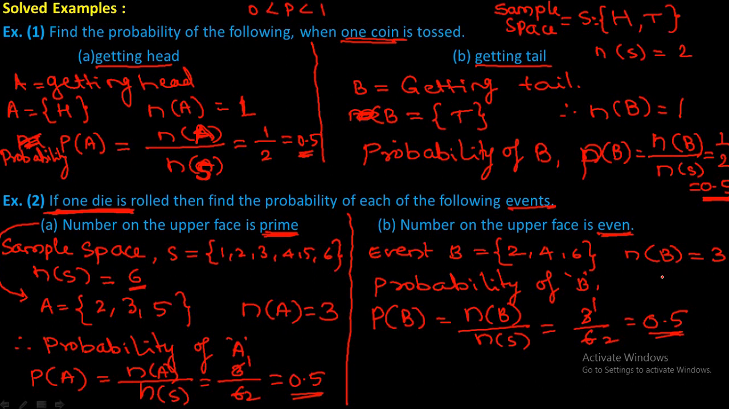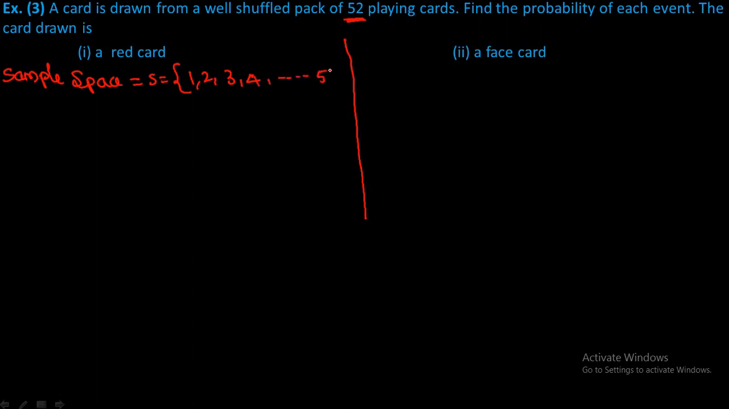Next solved example we will discuss. Third one: a card is drawn from a well-shuffled pack of 52 playing cards. Find the probability of each event. First we will write the sample space. The sample space will come from 1 to 52, because there are 52 playing cards. So the sample space is 1, 2, 3, 4, up to 52. I hope you understood. We can write N of S is equal to 52, because there are 52 playing cards and you are taking one.